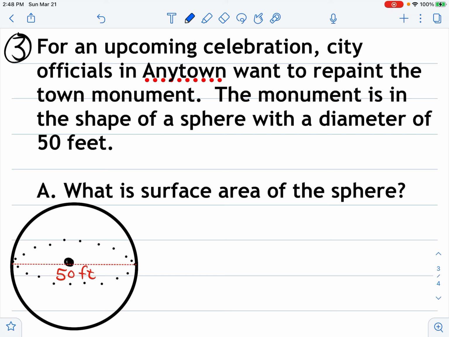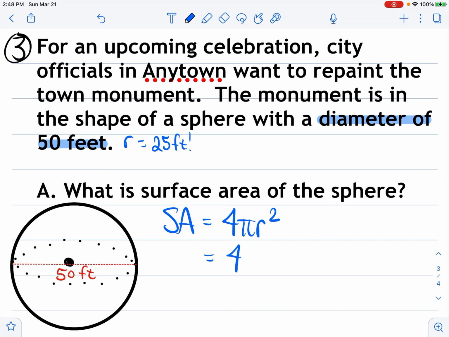Okay, so here's what we know. We're going to mark the text. We know that the sphere has a diameter of 50 feet. So we're just going to go ahead and say that that means that the radius is 25 feet. Okay, so our surface area formula is 4 pi r squared.